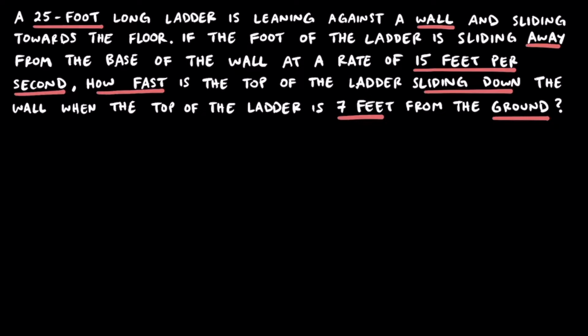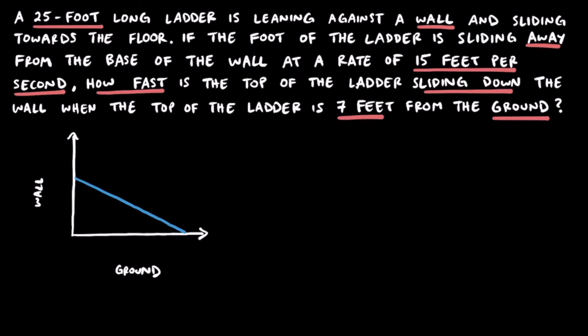Now, if you can draw a picture, I totally recommend that you do so. So I'll draw a horizontal axis here representing the ground, and I'll draw a vertical axis representing the wall. So I'll label the ground right down here, and I'll label the wall right over here. We know we have a ladder that's leaning against this wall and touching the ground, and it is 25 feet long. The ground and the wall meet at a 90-degree angle, so that's perpendicular, and this we'll label as our vertical distance, or y, and we can label this over here as our horizontal distance, or x.